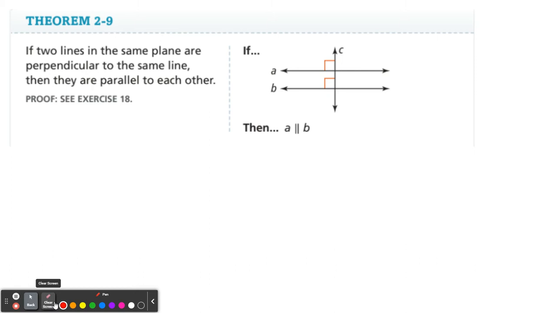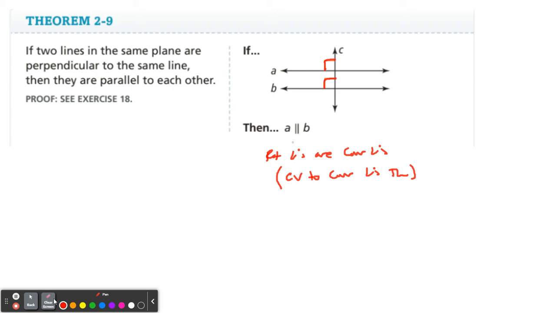Here we go. It says that if two lines in the same plane are perpendicular to the same line, then they are parallel to each other. In this picture, we have line A and line B both perpendicular to C. That is shown by the right angles. Because these right angles are corresponding angles in their position, these corresponding angles are both 90 degrees. They are congruent. Because you have corresponding angles congruent, by the converse to the corresponding angles theorem, you'll know that lines A and B are parallel. That should sort of make sense.